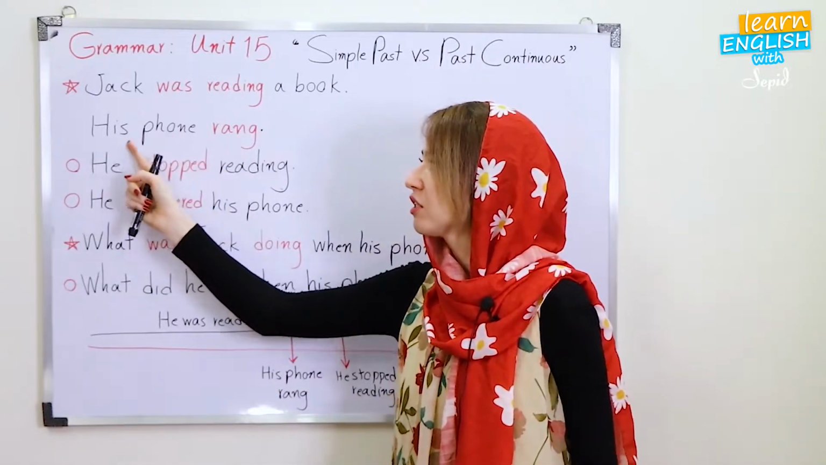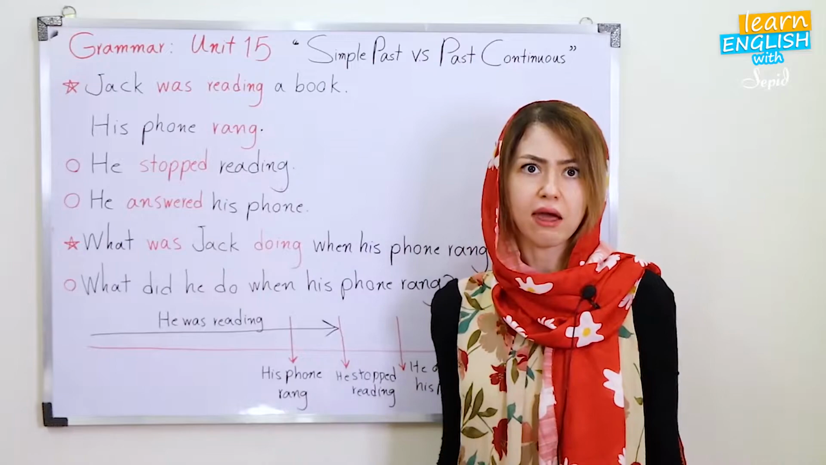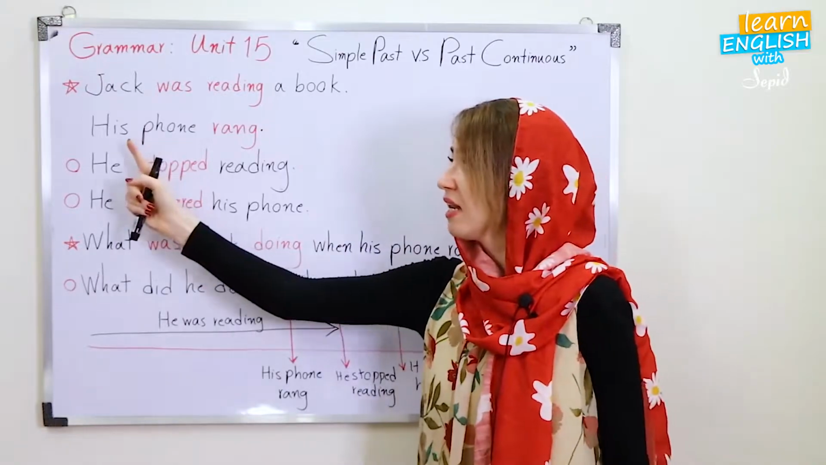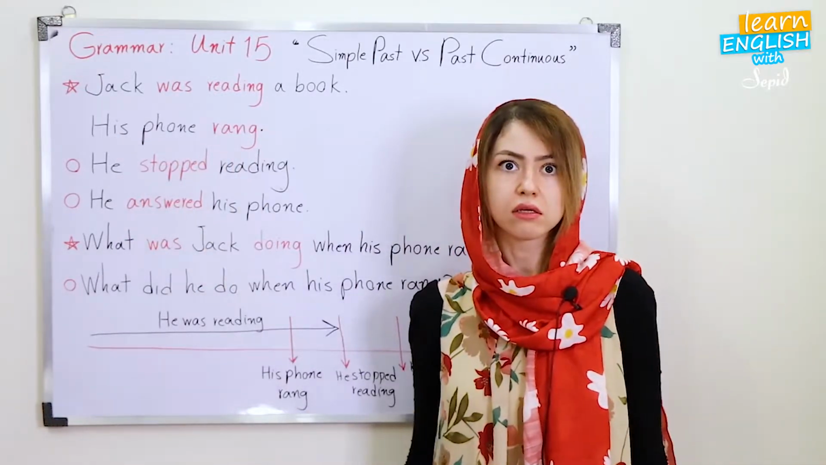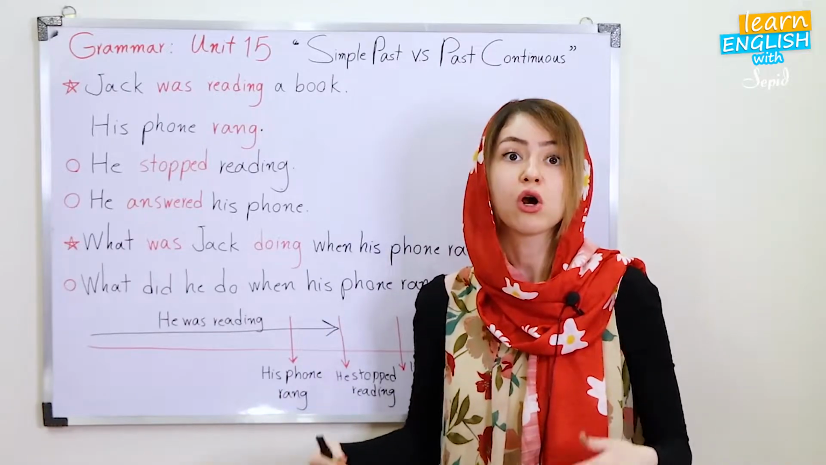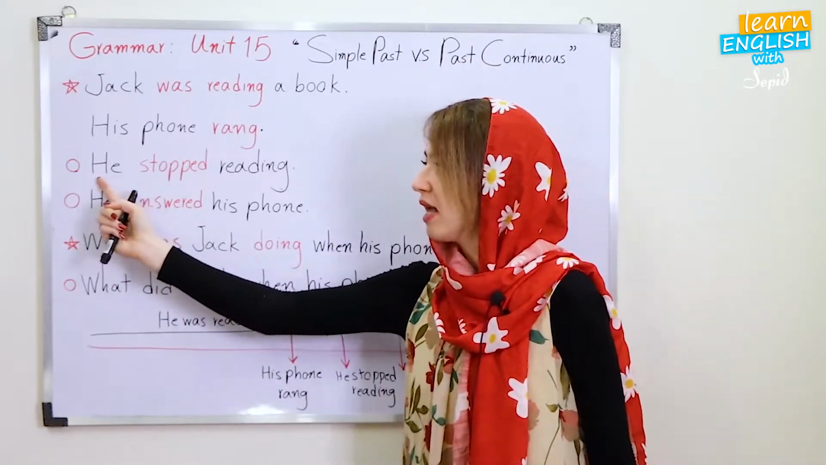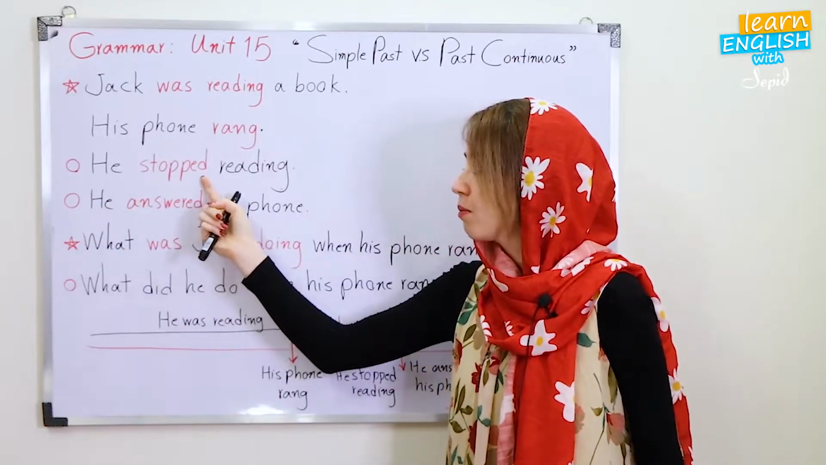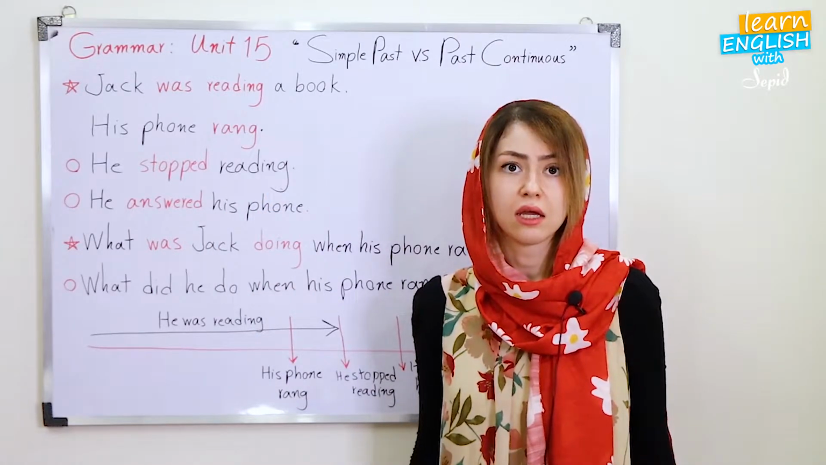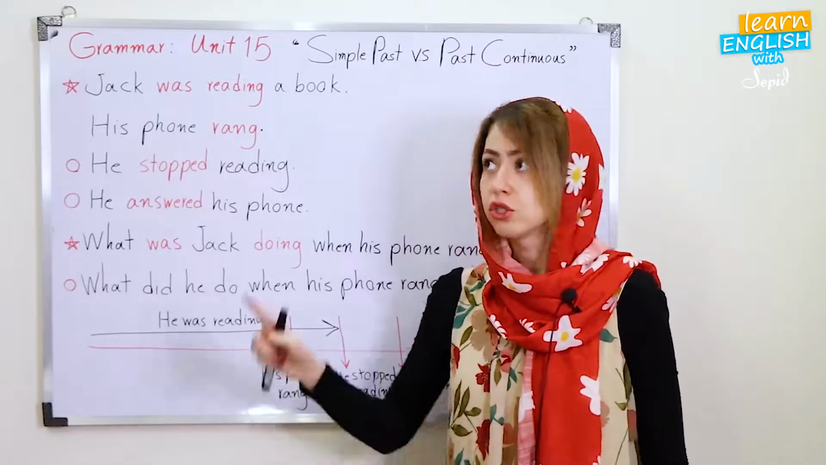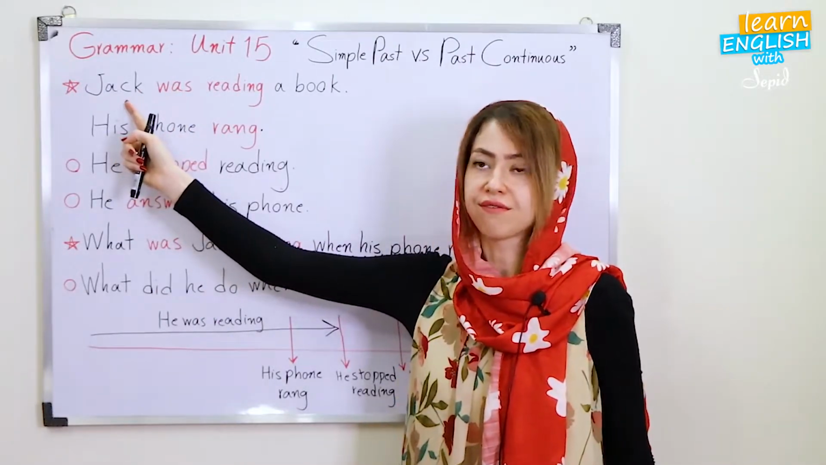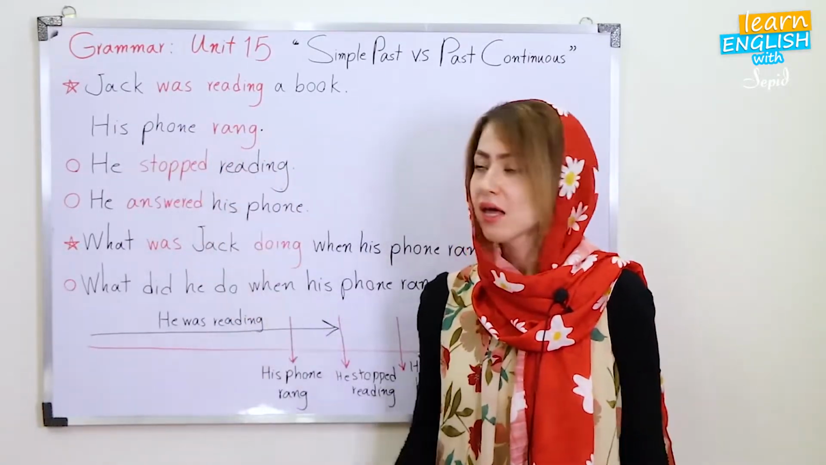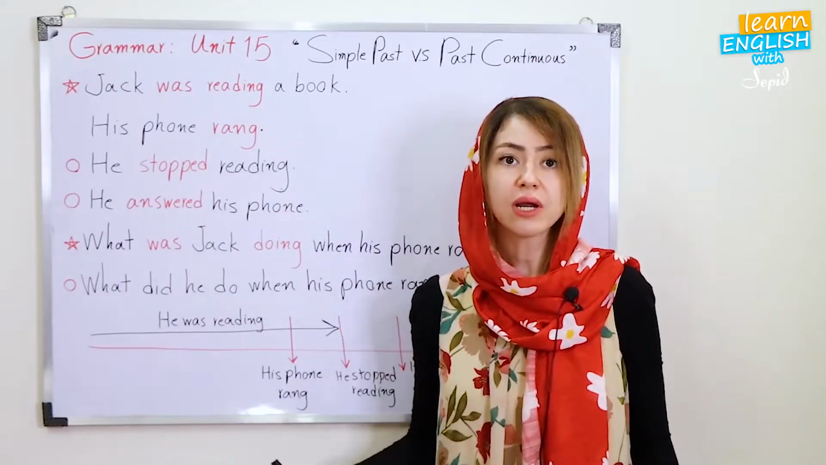So, the next part, his phone rang. Jack was reading a book, then his phone rang. Suddenly, it rang. Somebody called Jack. The next sentence in the series of actions: he stopped reading. So, take a look at the first part of the chain. Jack was reading a book. His phone rang. He stopped reading.